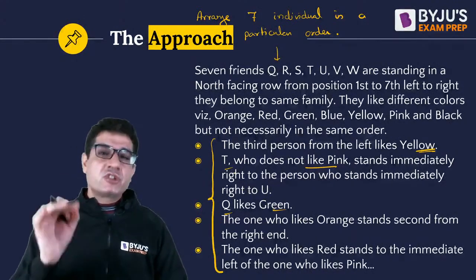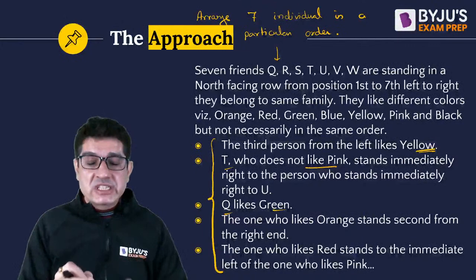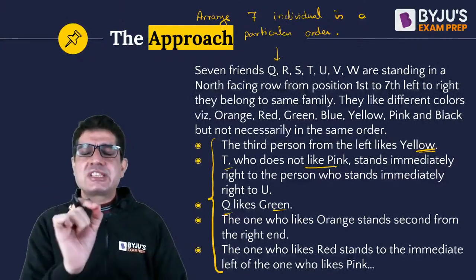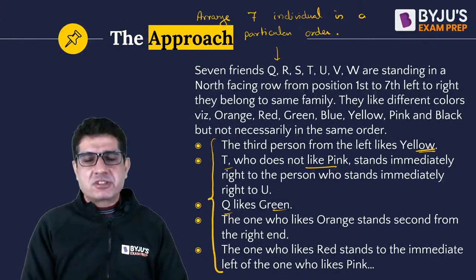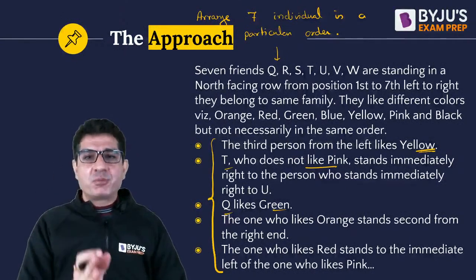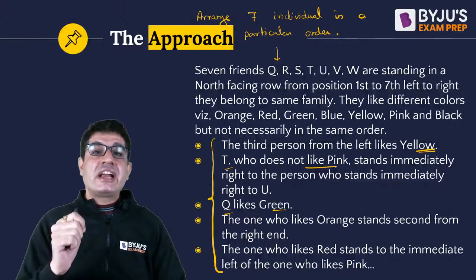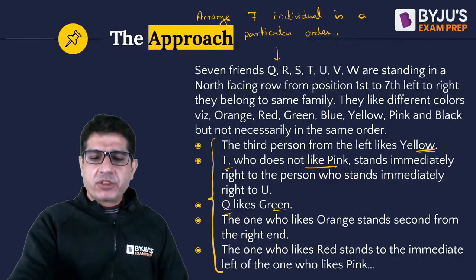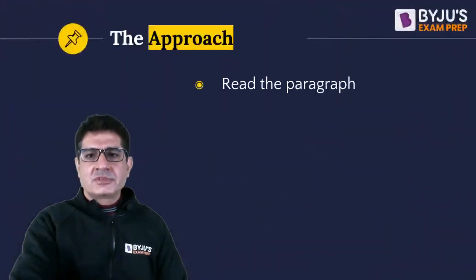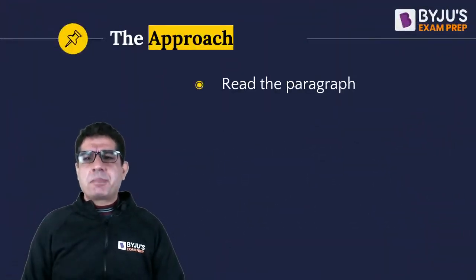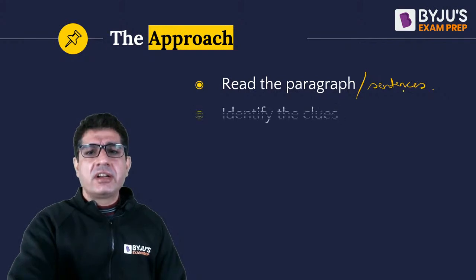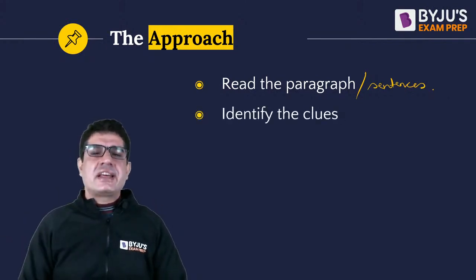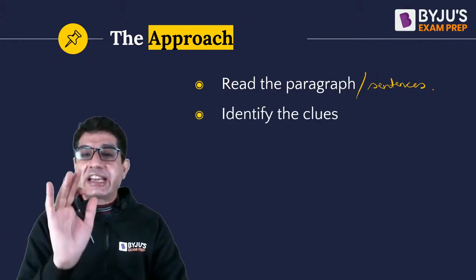In Para Jumble questions too, you have clues that help you arrange each one of those sentences in a particular sequence. But those clues are not obvious. Those clues are not given to you separately as bullet points. Your job is to go ahead and locate those clues. So the basic approach is read the entire paragraph. So here when I say paragraph, I'm basically saying read all the sentences that are given to you in that jumbled order. And while reading those sentences, identify the clues that exist.